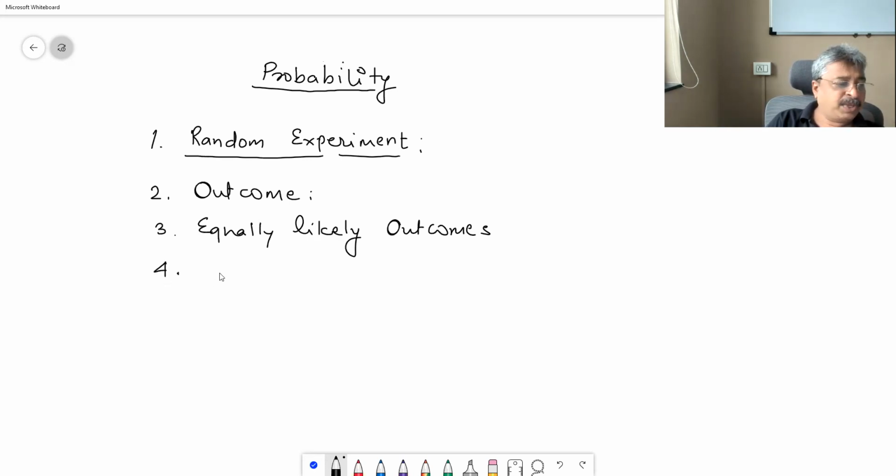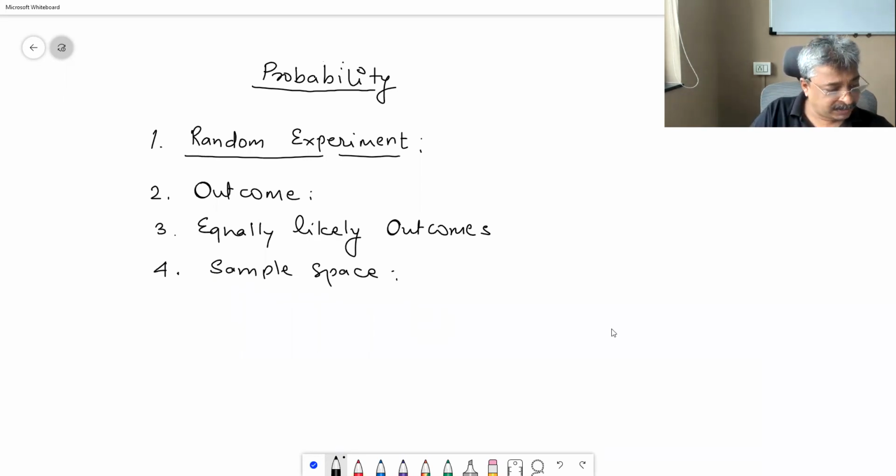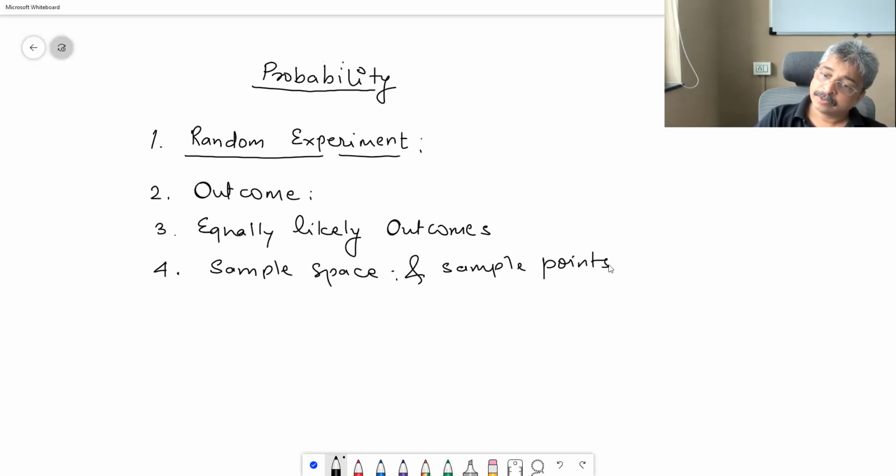Fourth, sample space. The set of all possible outcomes of a random experiment is called the sample space, and its elements are called sample points. So sample space and sample points. You can ask any question if you have not understood, but I think this is very simple.